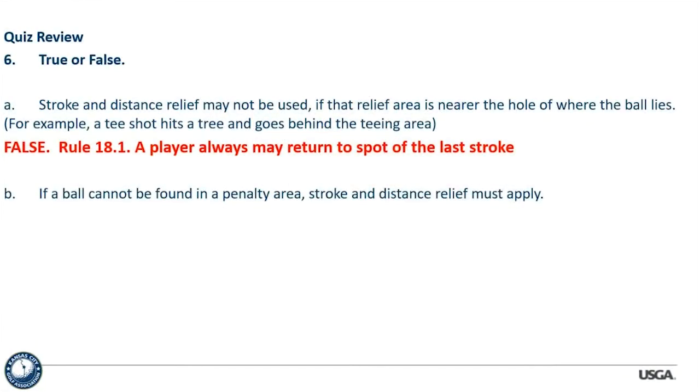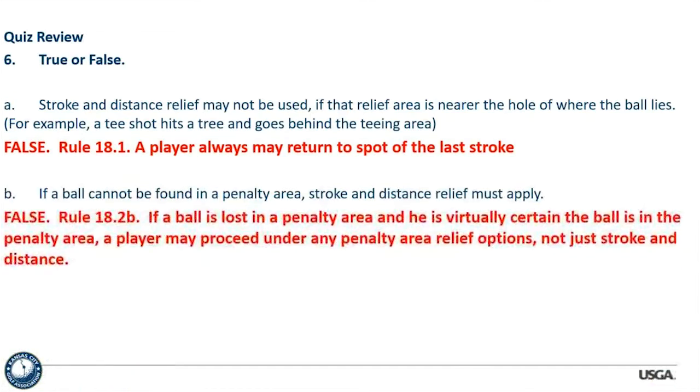Okay, if a ball cannot be found in the penalty area, stroke and distance relief must apply. And as we've talked about earlier, that is false. If a ball is lost in a penalty area and we have knowledge or virtual certainty that the ball is in that penalty area, the penalty area rules apply. And also, if we put a ball in play there and find the original ball is completely out of play, even if we find it outside of the penalty area, we've proceeded correctly once we have knowledge and virtual certainty, even if it's not 100% true. Remember, we're 95% true or thinking that it's happened. The ball is now in play underneath the penalty area rules.